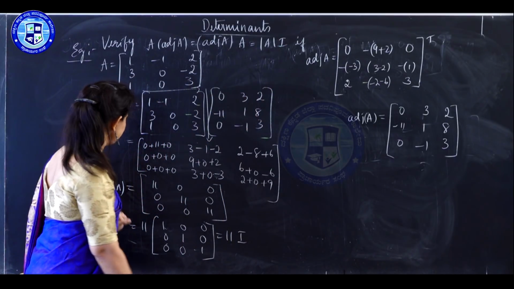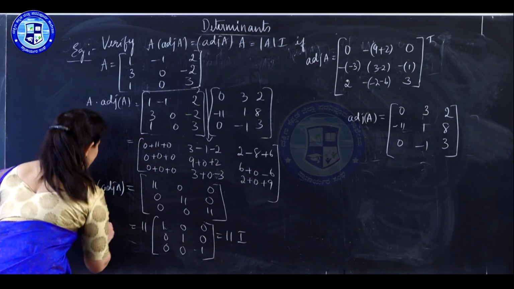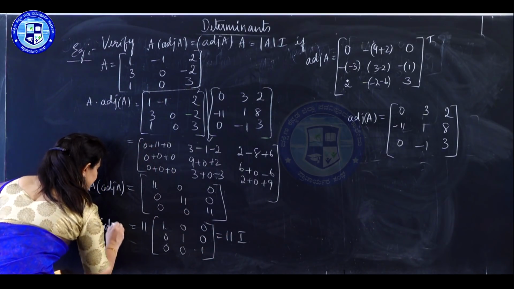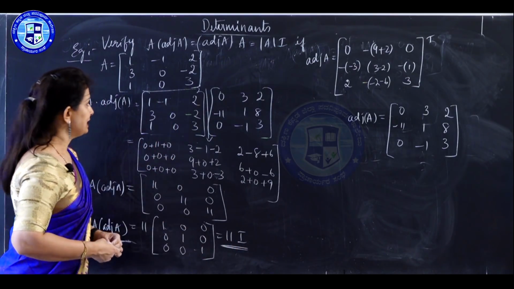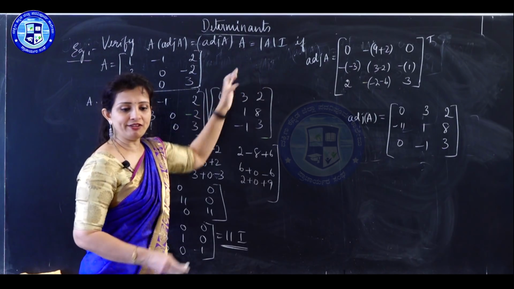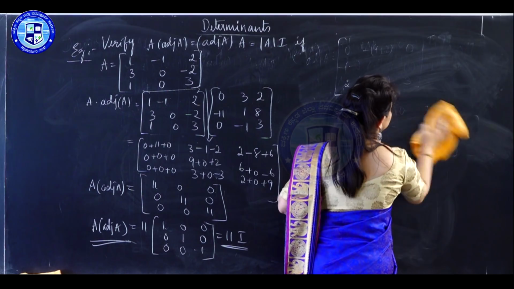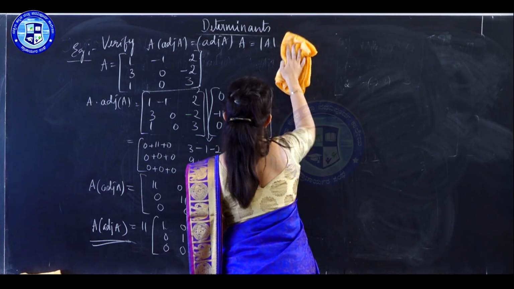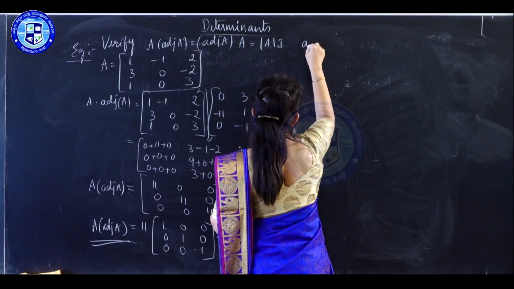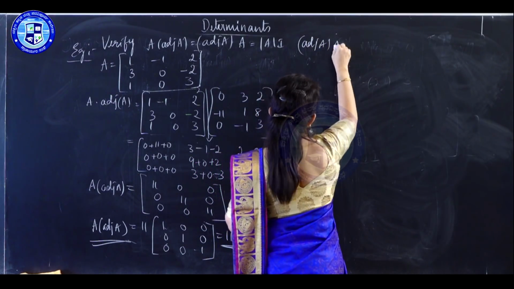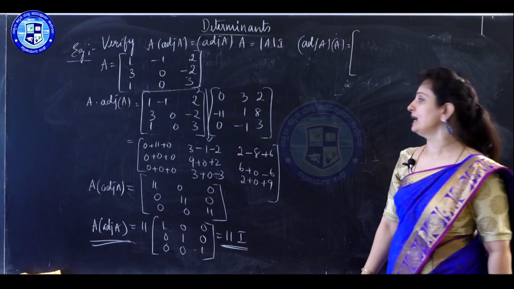You see, A into adjoint A we got as 11 times I. A into adjoint A is equal to 11 times I. Now, the next one, adjoint A into A. Can we get the same? Look at this. We will multiply adjoint A into A. What is adjoint A into A? First we write adjoint A, then multiplied by A.